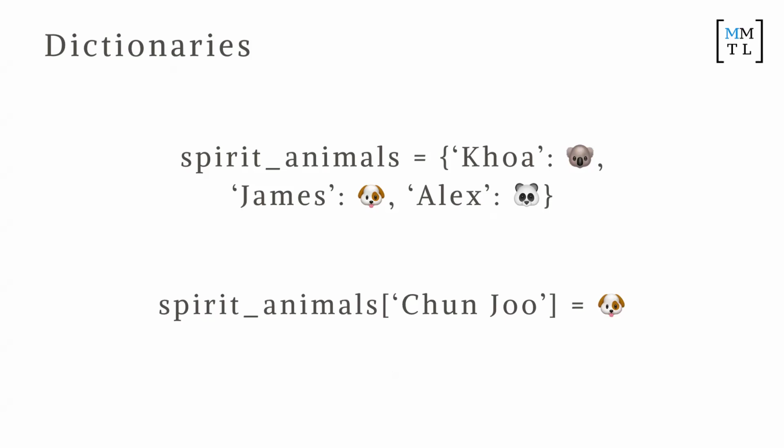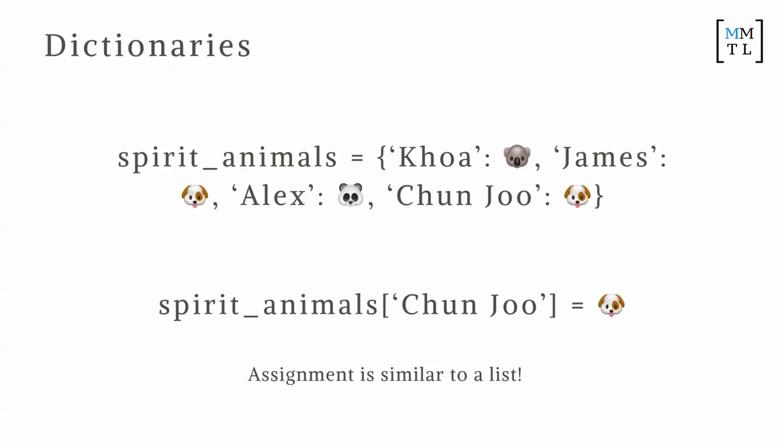All right, say we do this instead. We add Chunju. His spirit animal is also a dog. What happens to this dictionary now? So remember that this is an assignment operator, right? So we evaluate the right side first, it's just merely a dog emoji. Then the left side is in the dictionary, we add a new entry for Chunju for a dog. Okay, so that is how you add entries to a dictionary.